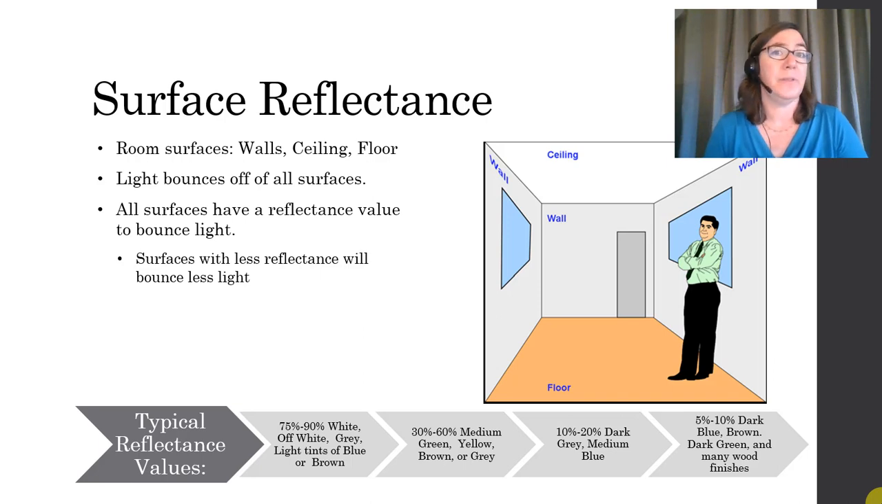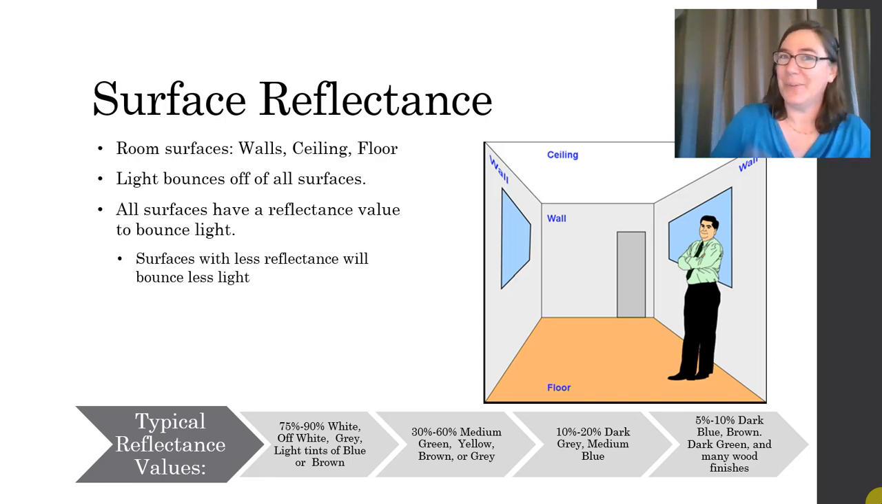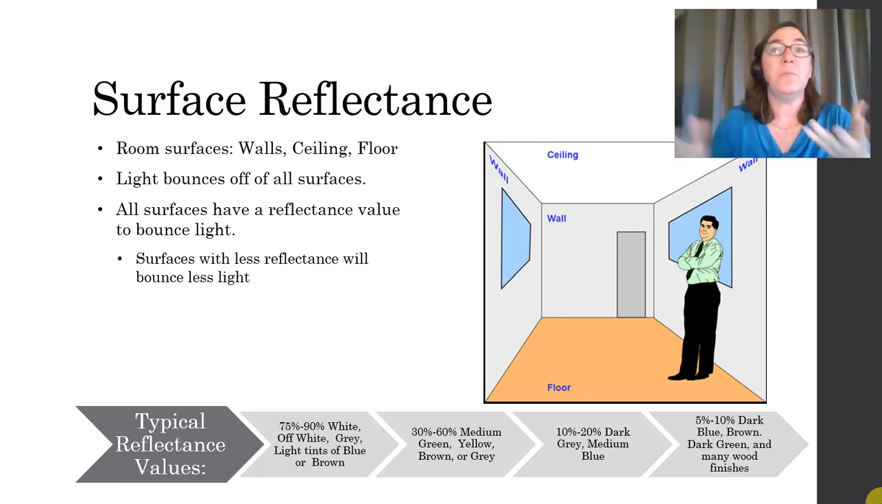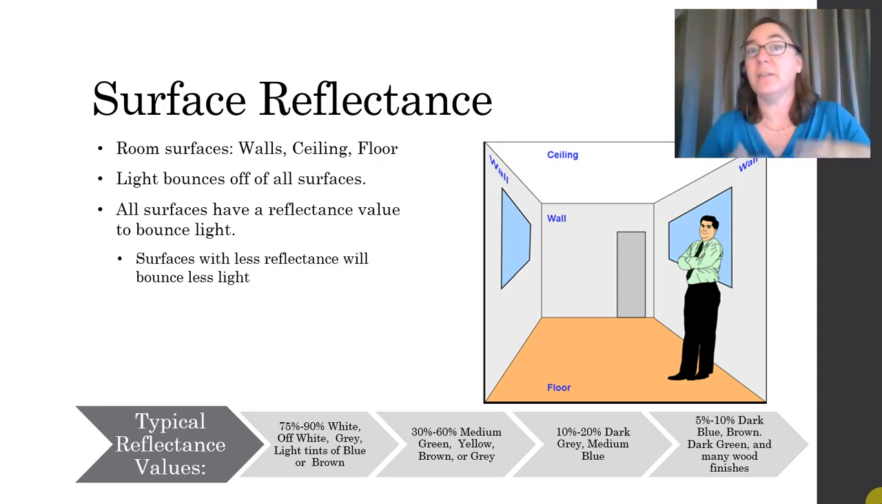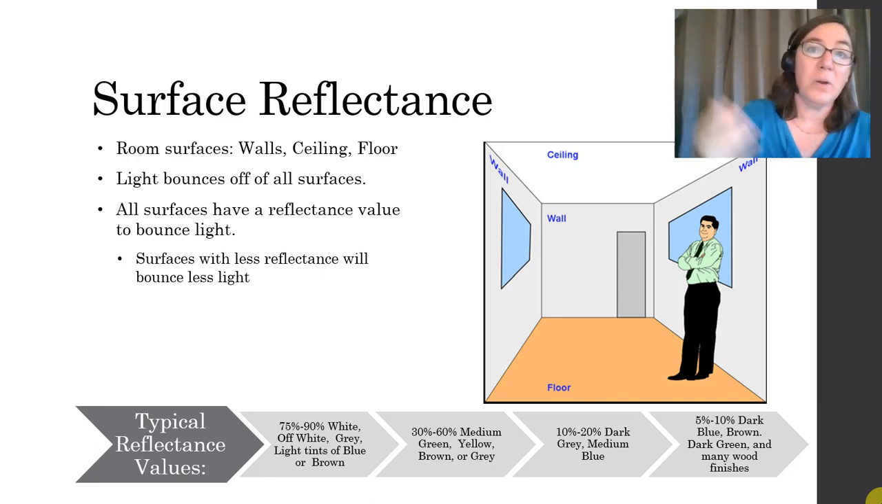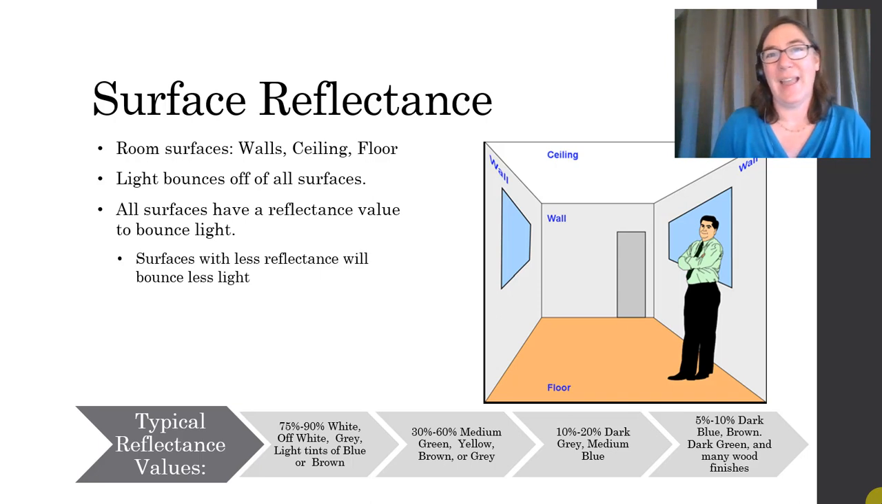Let's talk about surface reflectances first. Your room surfaces are typically your walls, ceilings, and floors. Light is going to bounce around your room and off of all these surfaces. Each type of surface will have a reflectance value to bounce the light around. So less reflectance bounces less light, more reflectance bounces more light.